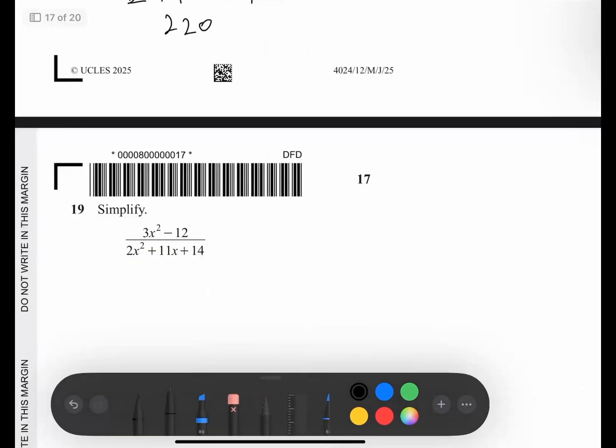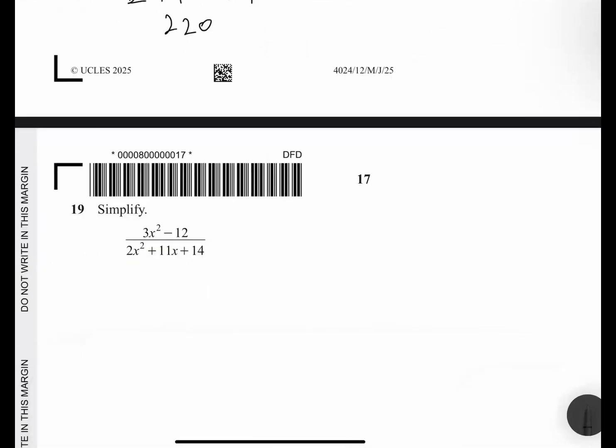Next, we need to do this question. For this, your identities need to be really strong. So we're going to take 3 common from x squared minus 4 over 2x squared plus 11x plus 14. We can solve this by middle term breaking. We need numbers that when multiplied are equivalent to 28, and when added are equivalent to 11. The numbers I can think of are 7 and 4. When you multiply them, you get 28, and when you add them, you get 11.